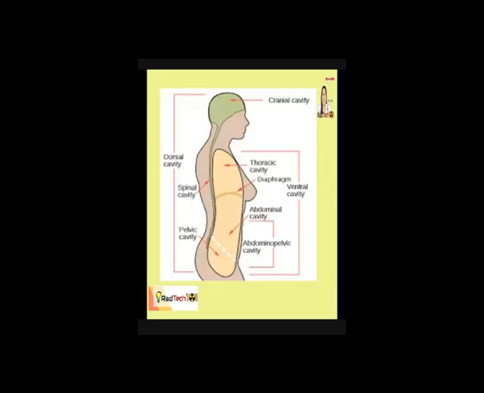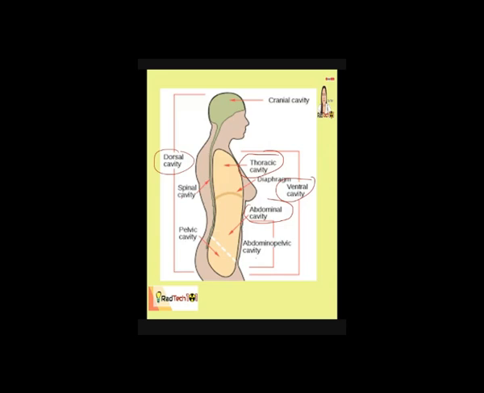Ito yung ating major cavities. We have the abdominal and the thoracic. Okay? So, they can also be classified. Meron tayong dorsal cavity, merong ventral cavity, merong pelvic cavity, spinal cavity, abdominopelvic cavity, and we also have cranial cavity.